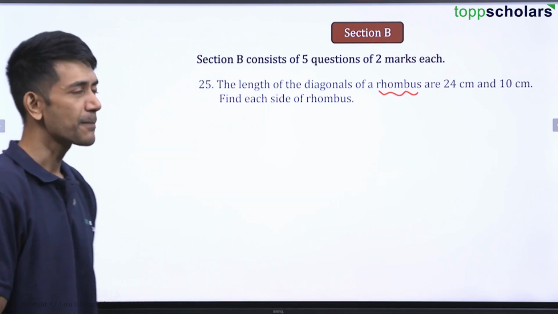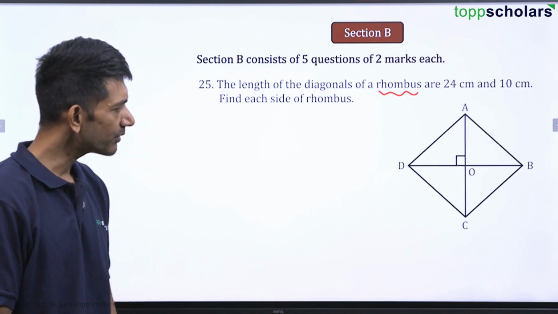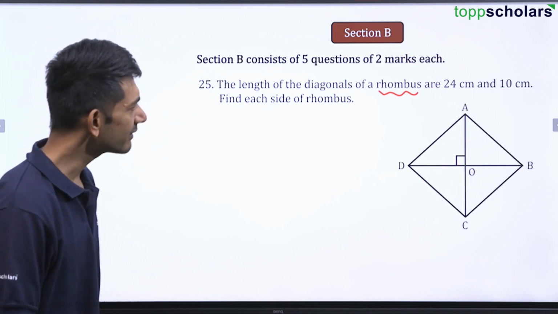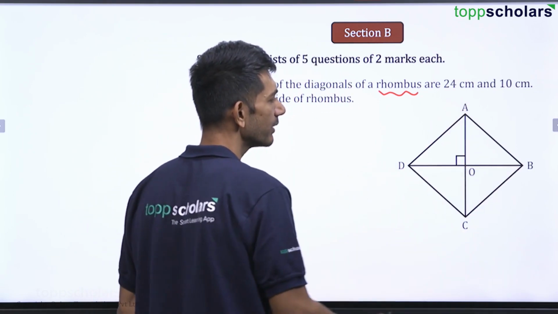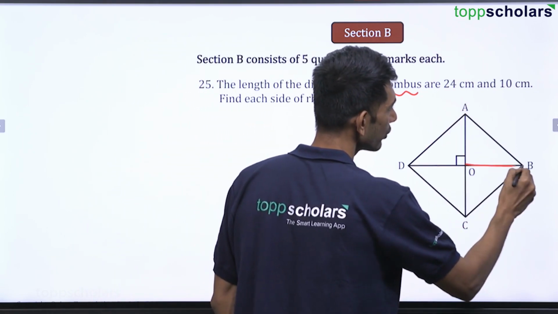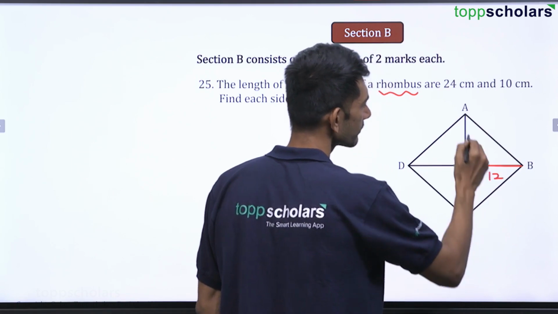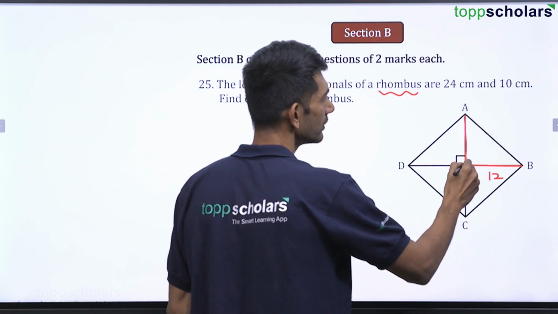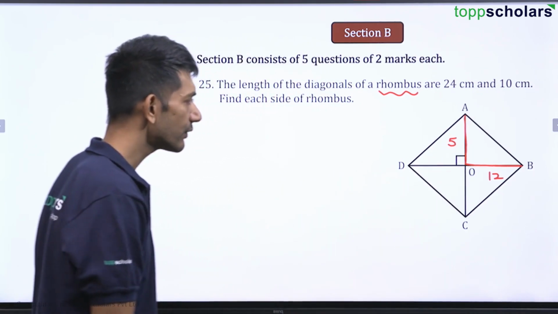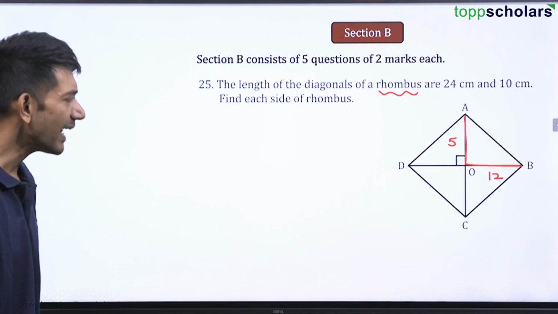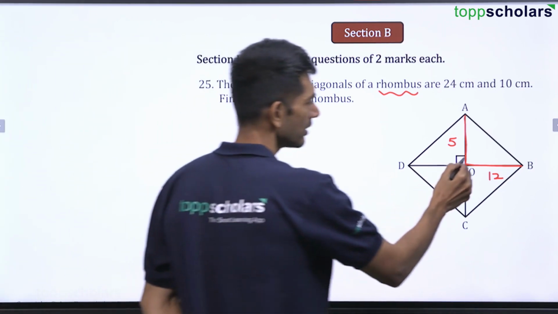Find each side. Now see, whenever a rhombus is given and the length of the diagonals are given, one of the diagonals is 24 centimeter, the other diagonal is 10 centimeter. Half of 24 is going to give me 12. Half of 10 is going to give me 5, isn't it? Because diagonals of a rhombus bisect each other, right, at right angle. So right angle is also here.